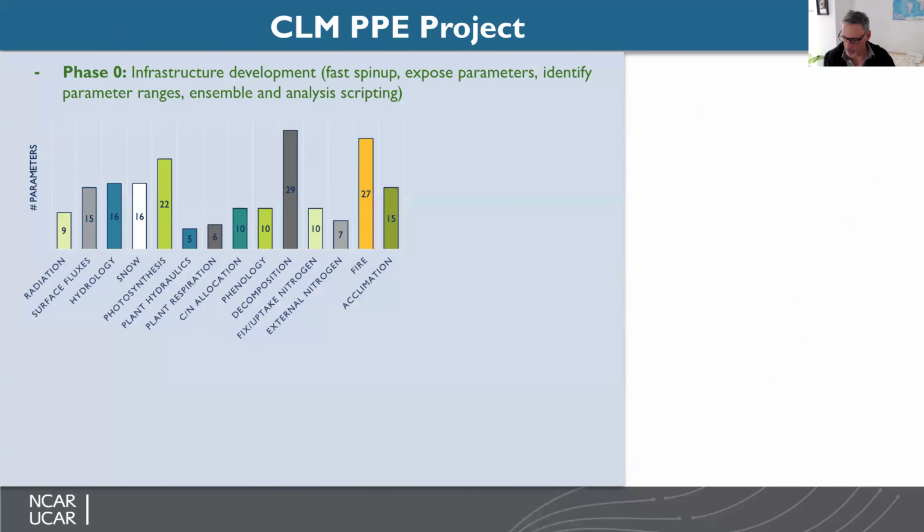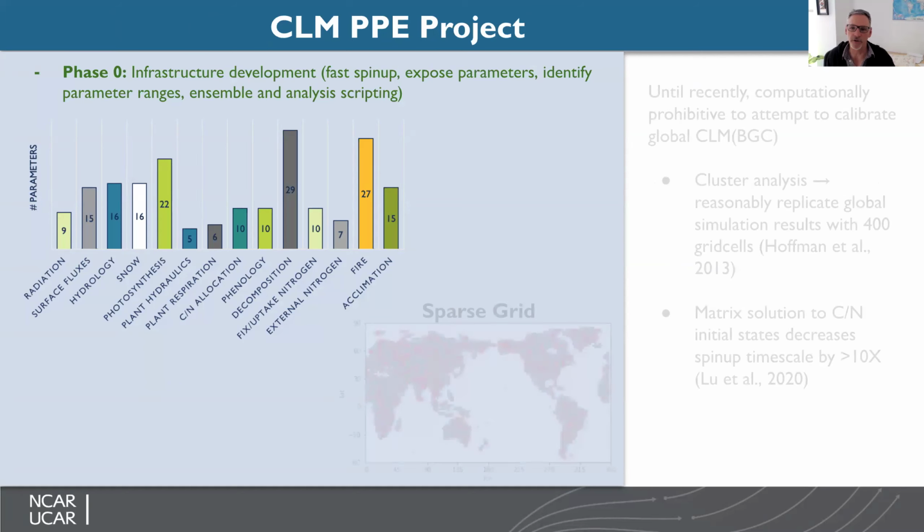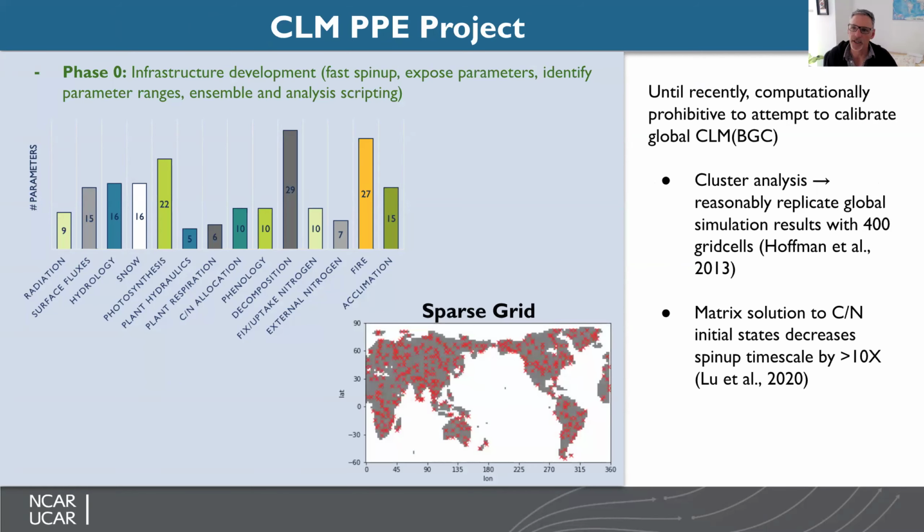So in the CLM PPE project, there's several things we did. The first thing we did was we had to do infrastructure development. Several things we needed to do is to deal with the fact that it was essentially computationally impossible to attempt to calibrate the full biogeochemical version of CLM, which requires 1,000 to 2,000 year spin-up timescales, making it prohibitively expensive to calibrate a model if you need to run large ensembles of simulations.